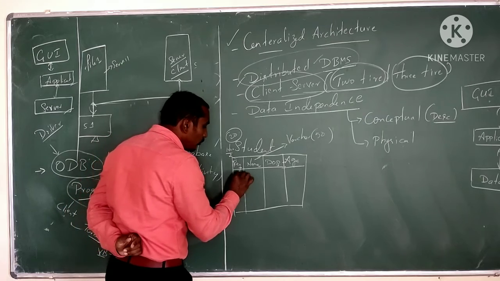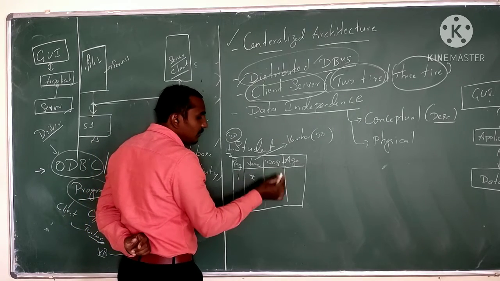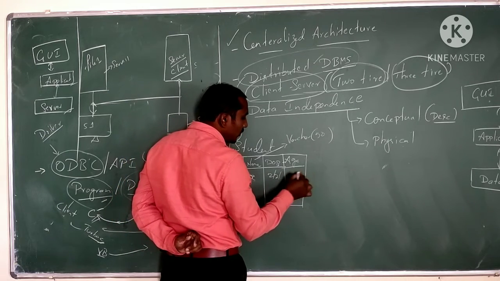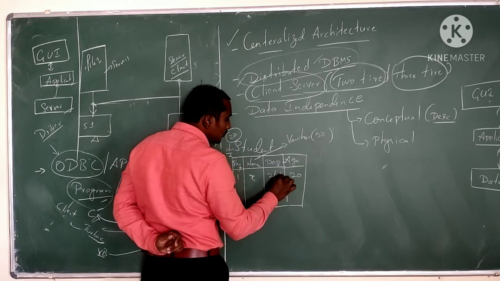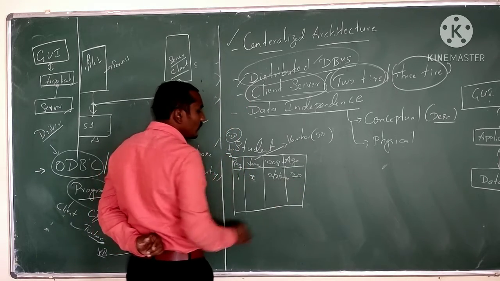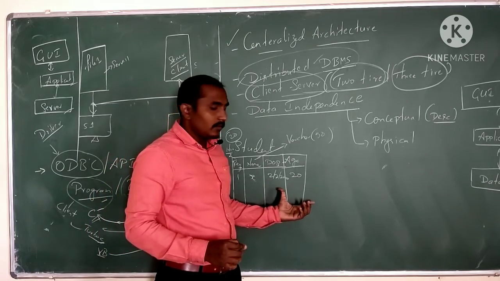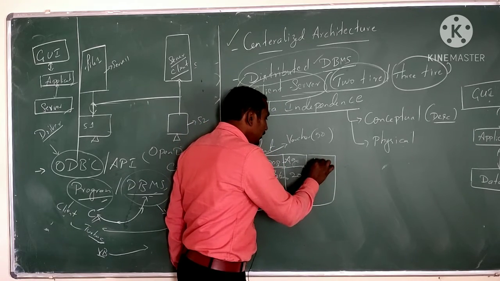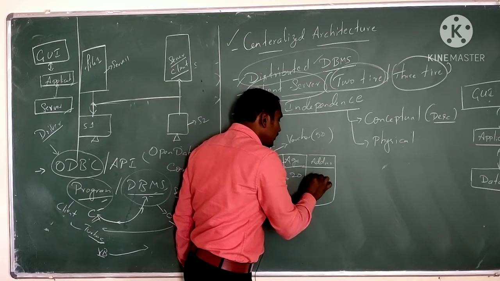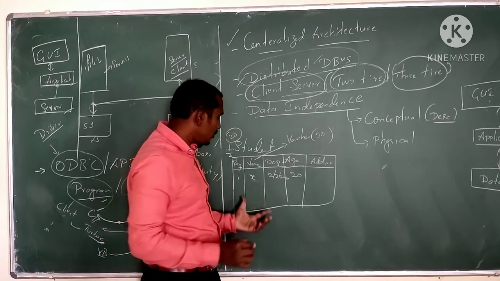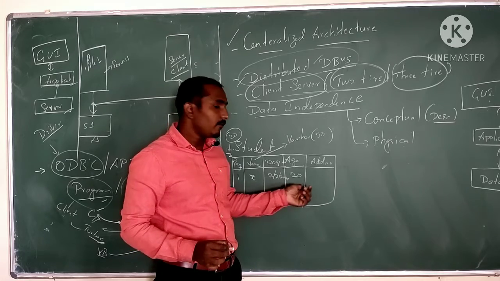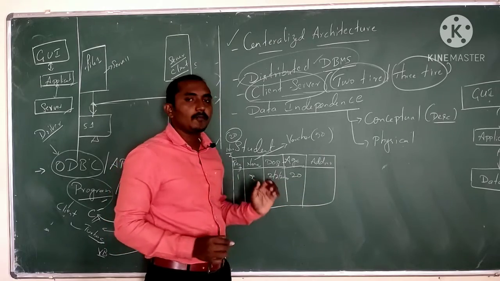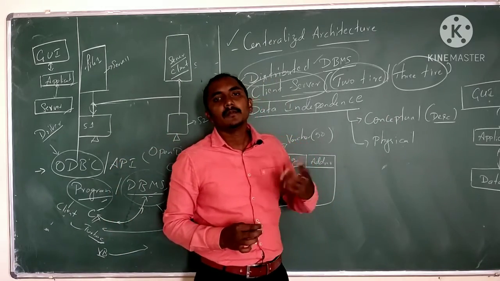Suppose I add some value: 1, the name is X, date of birth is 2000, age is 20 years. If this is the data, and I add one more column here, say address. In this case, I have already added these values and I am adding one more field there. This does not affect the data. So that is your conceptual data independence.